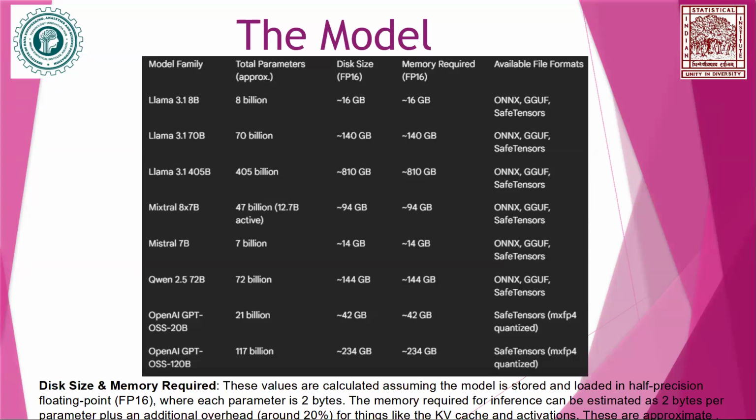I have put that in this table to remind you that, as we said earlier, models are files, or at least in most cases, it may be multiple files taken together. Like, for example, this 140 GB Llama 3.1 70 billion parameters model. So if you store it on disk, it would take around 140 GB.